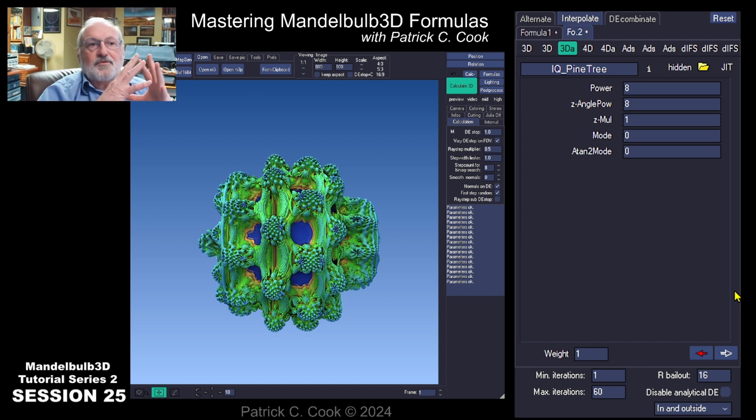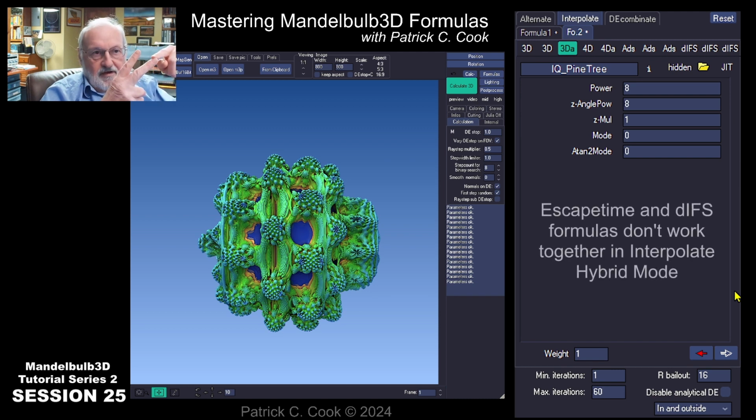So when it comes to the interpolate, you can interpolate two different formulas together. They have to be escape time. You can't mix an escape time, that's 3D, 3DA, 4D, 4A, and dIFS, you can't mix those together in interpolate. Their math is entirely different, okay? You can mix and interpolate escape time, and you can mix and interpolate dIFS, but you can't mix escape time and dIFS together. All right.